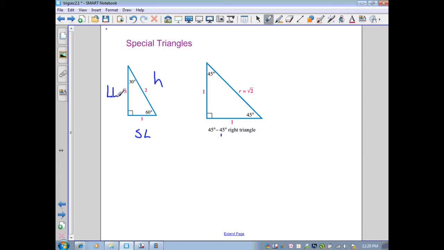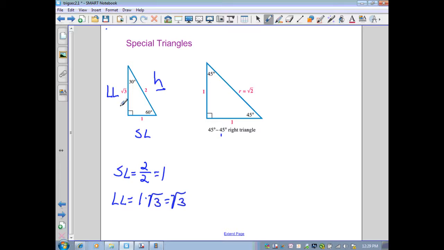And again, as our previous video demonstrated, if I'm given the hypotenuse, the short leg is equal to the hypotenuse, which is 2, divided by 2, which is 1. Then the long leg is the short leg, which is 1, times the square root of 3, which is the square root of 3. This is already illustrated in the diagram, but this is just a quick overview.